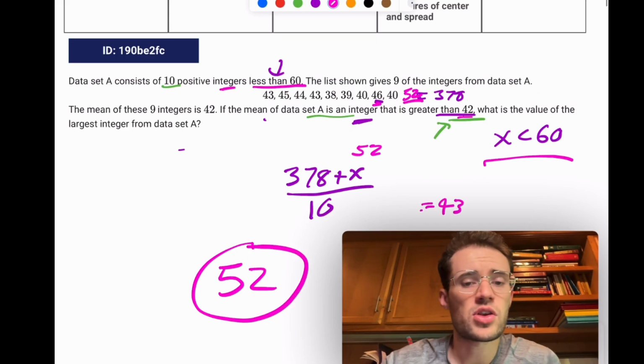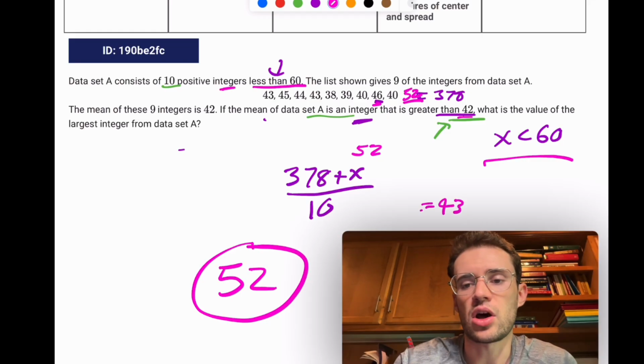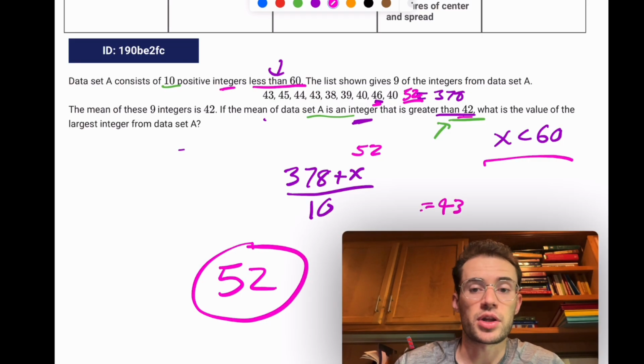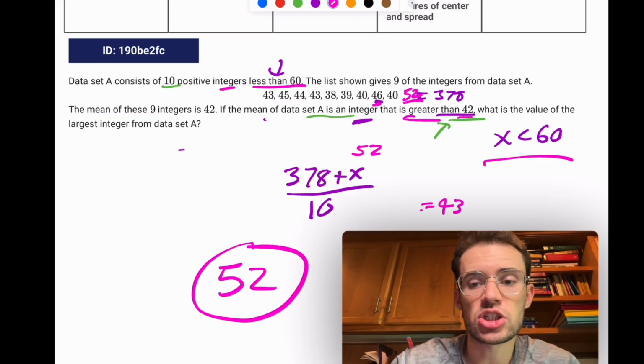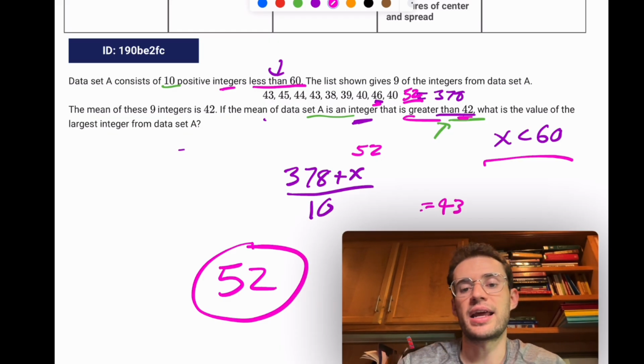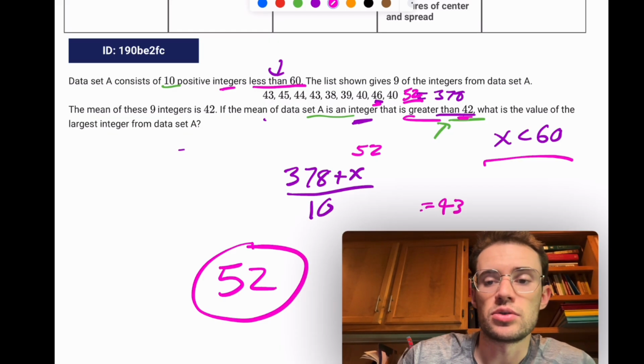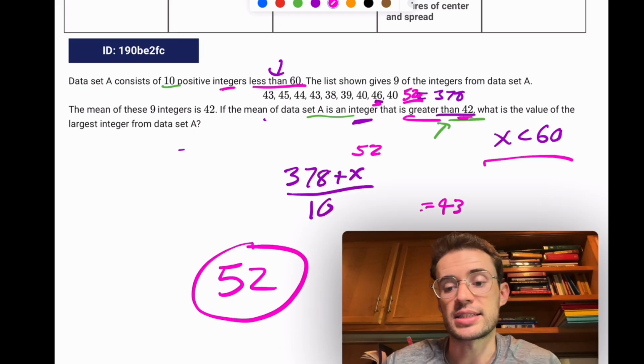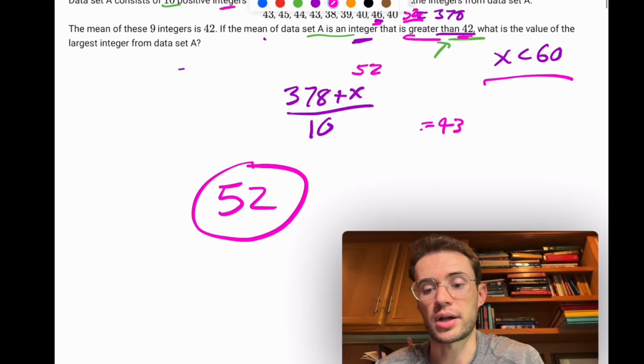And then once you get 52, make sure you plug it back in and add these all up, and they add up to 430. If you divide that by 10, the average is 43, which is an integer greater than 42. So adding that in raises the mean to greater than 42. It's an integer. That's a number that's less than 60. So that satisfies it. You can't think of another number that will work because that's the only one.